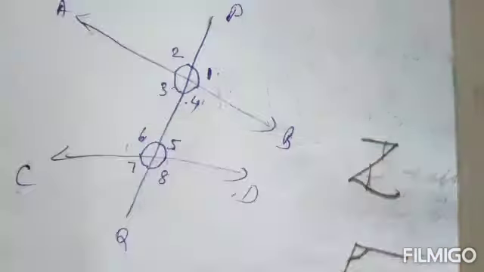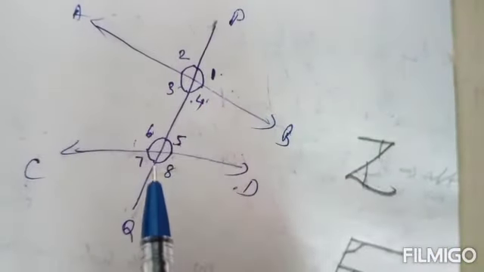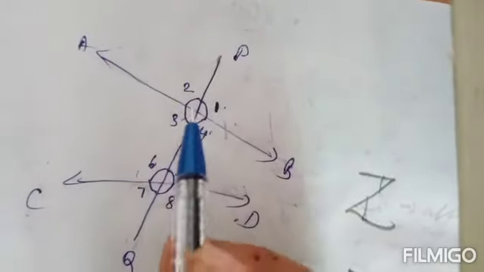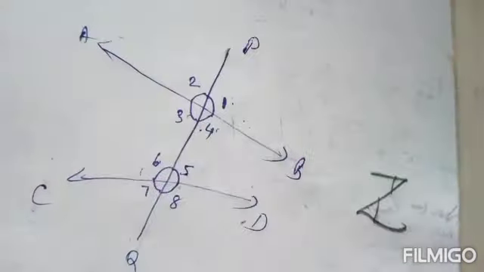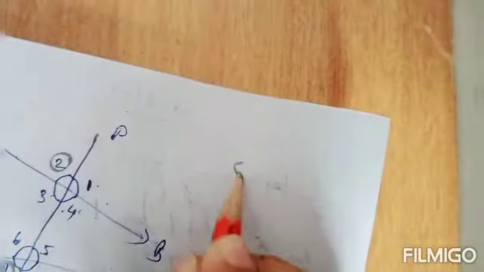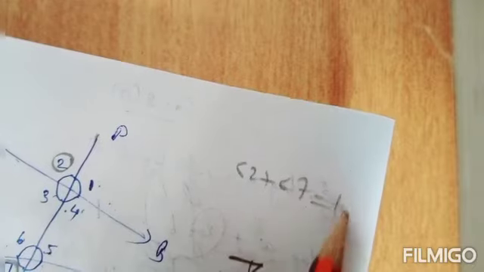Okay. Fifth property, exterior allied angles are supplementary. So which are the exterior allied angle pairs? It is angle 2 and angle 7. So angle 2 plus angle 7 equals 180 degrees.